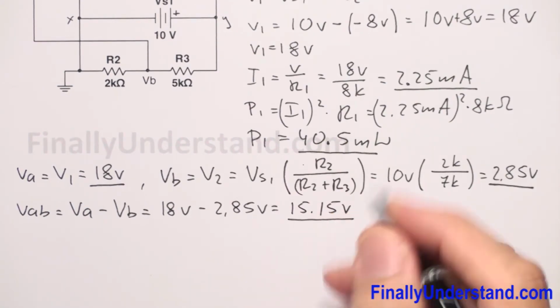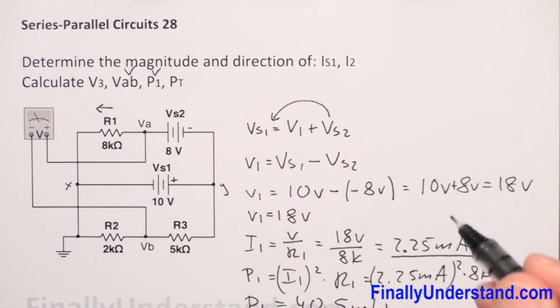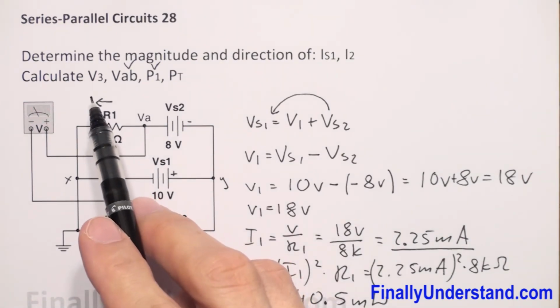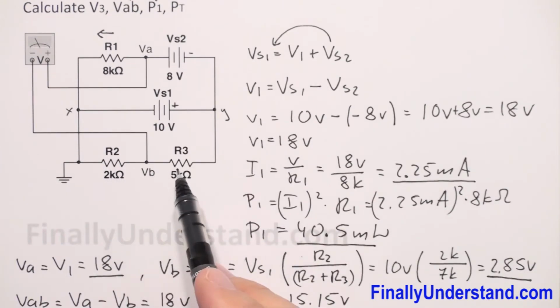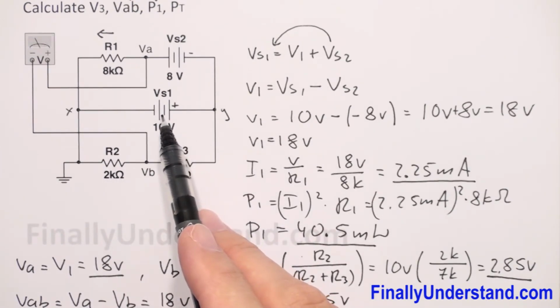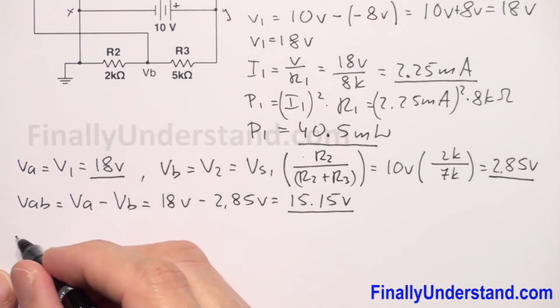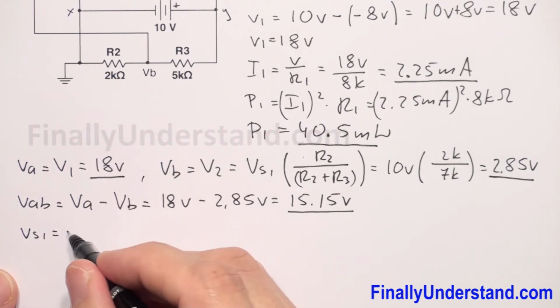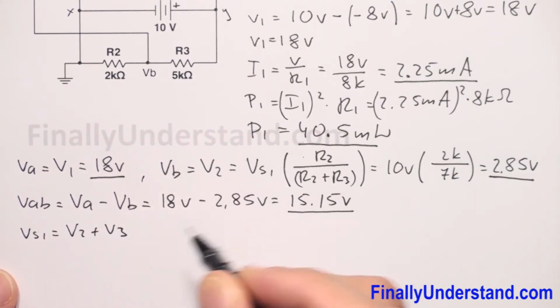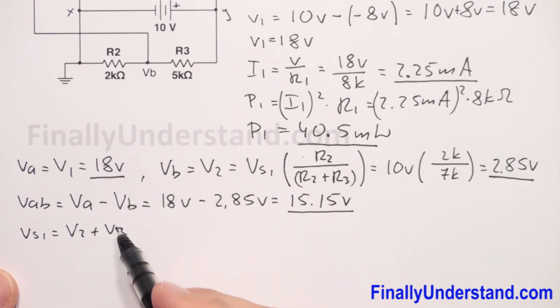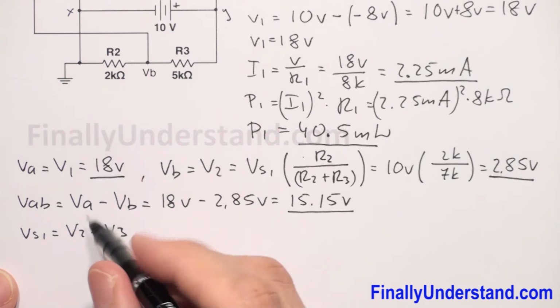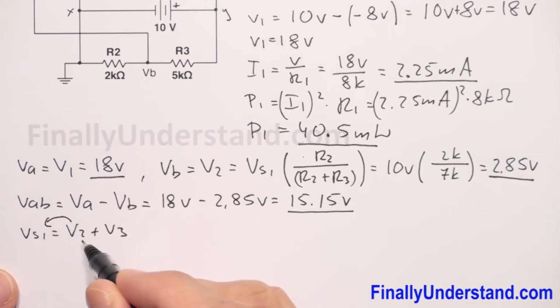Okay, so this is my voltage VAB. We found voltage VAB. In order to find the voltage V3, you're supposed to realize that this voltage plus this voltage will give me this voltage, right? This is KVL. Okay, so I can say that voltage source 1 is equal V2 plus V3. So if I want to find voltage 3, I'm supposed to simply use algebra and move voltage 2 to the other side and solve this equation for V3.